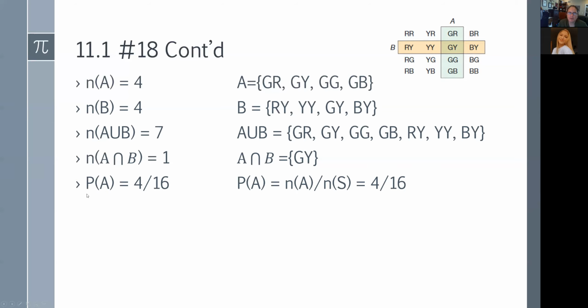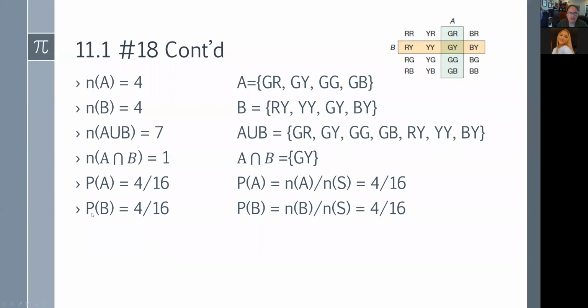Next, we're supposed to verify that the probability of event A is 4 out of 16. And the way we compute a probability is the number of elements in the event divided by the number of elements in the sample space. And there were 4 elements in the event, and there were 16 elements in the sample space. So that gives us 4 out of 16, and we could reduce that down to 1/4.